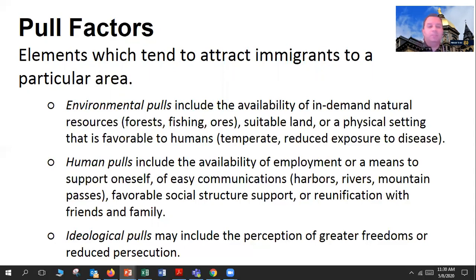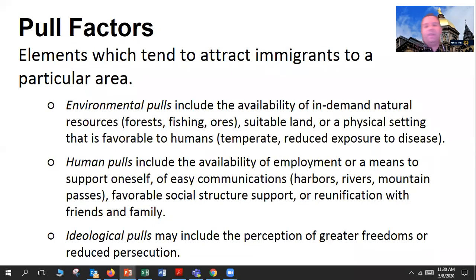Some other examples of pull factors might be human related. This could be how many jobs there are available. For example, Las Vegas has a lot of pull factors because there's a lot of work that is available there. There's lots of jobs there. Central Florida, one of our biggest pull factors, again, is the availability of work and of jobs.